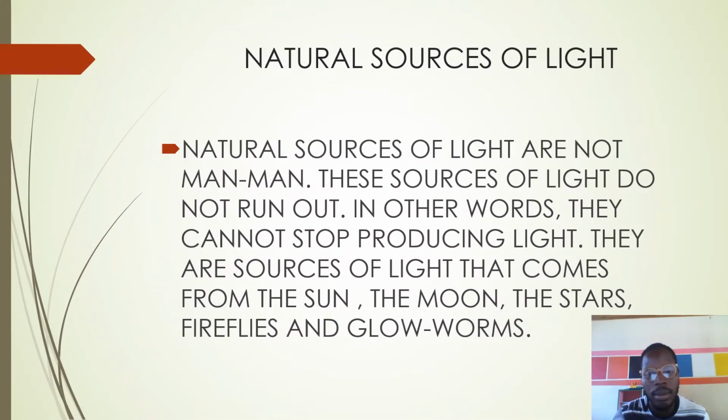Let's go through natural sources of light. Natural sources of light are not man-made. Man doesn't have any idea how they are generated. These sources of light do not run down. They don't get finished. The sun can be there. They don't run out. In other words, they cannot stop producing light. They are sources of light that come from the sun, the moon, the stars, fireflies, and glowworms. All these sources of light do not run down. They do not get finished. God has a hand in it.